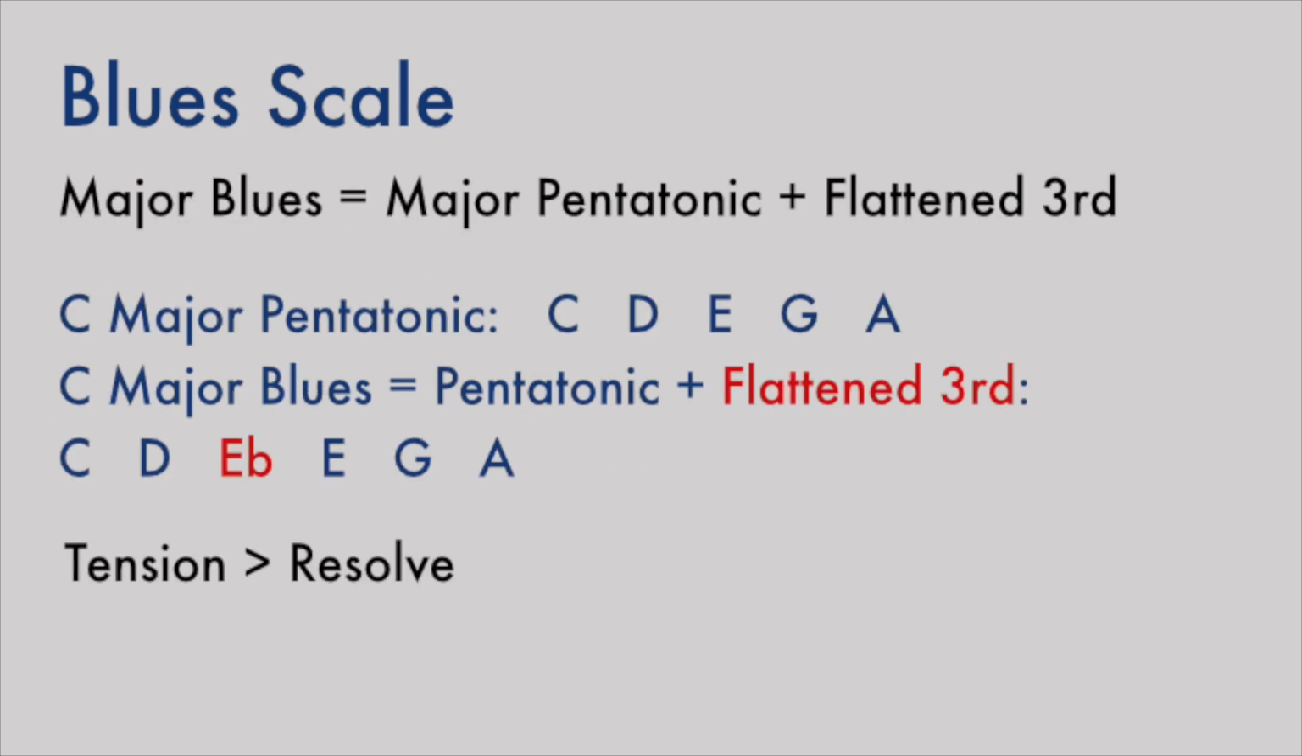To go from a major pentatonic scale to a major blues scale, you add a flattened 3rd note. Using the C major scale as an example again, the flattened 3rd note here is an E flat. When you add that note to the C major pentatonic, it becomes a C major blues scale. This blue note creates a feeling of tension that resolves well into the other notes of the scale and gives the scale a distinct sound.